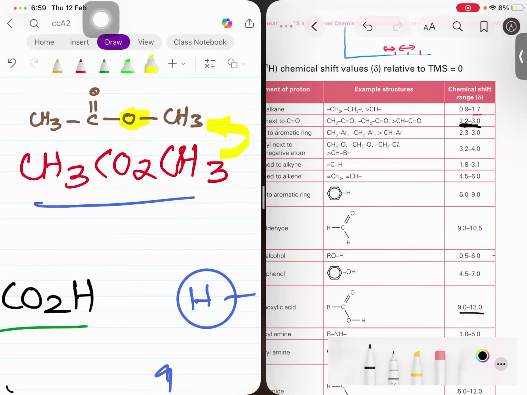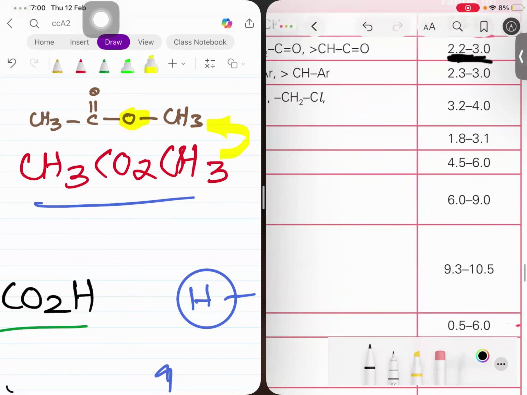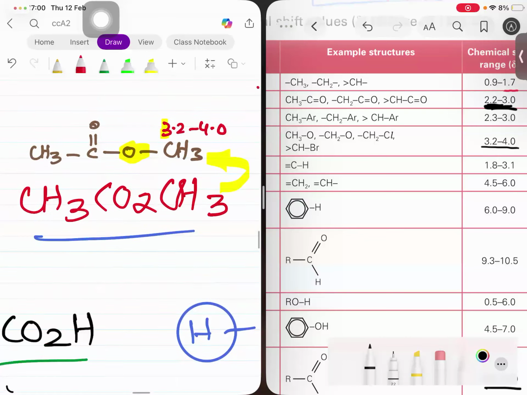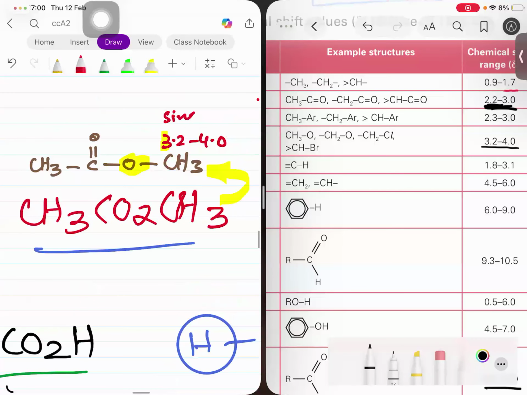Obviously, the neighbors, the environment, won't it affect? Wes, have you changed your mind? So yes, 2 peaks. Because this CH3, which is next to oxygen, will give a peak in what range? 3.2 to 4. So their chemical shift value is going to be somewhere between 3.2 to 4, and it is going to be a singlet.